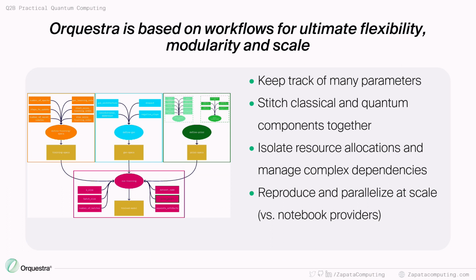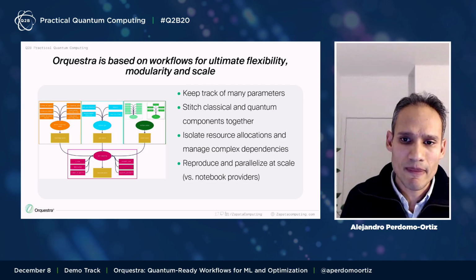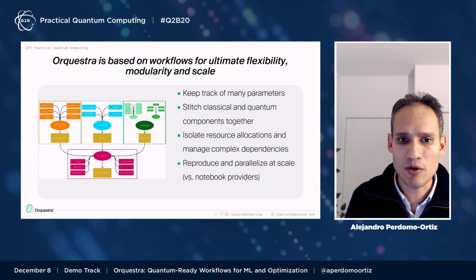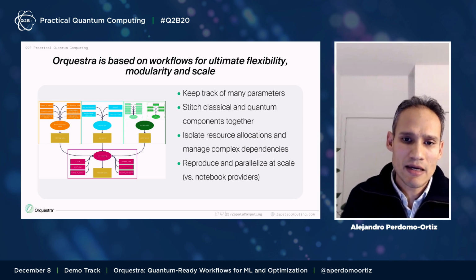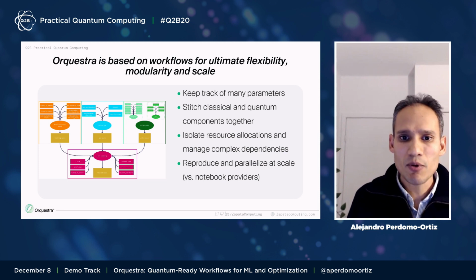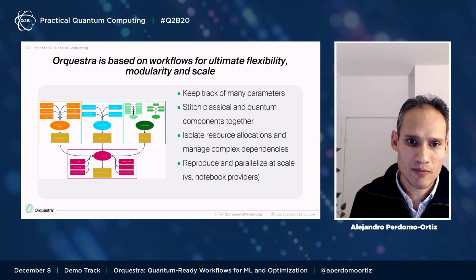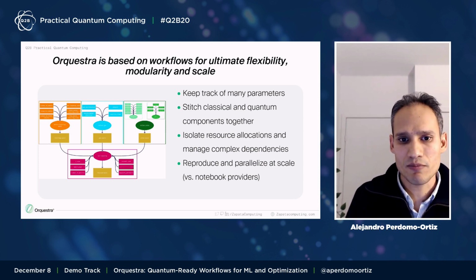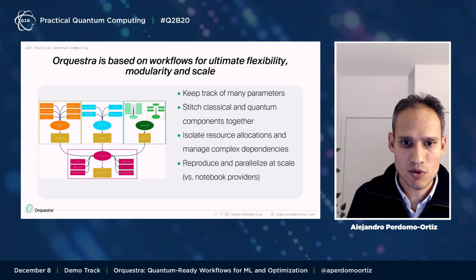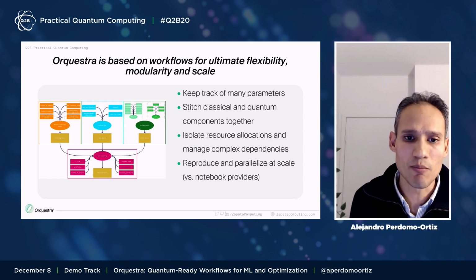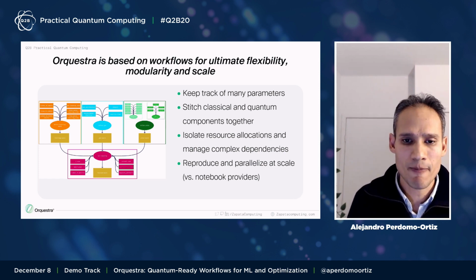So how is Orquestra actually helping you in this task? First of all, it is keeping track of the many parameters that you have in your workflow, in your pipeline. Second, it gives you a lot of algorithm flexibility because, for example, as we are showing here, we are able to stitch classical and quantum components together very seamlessly, without you having to worry about the connection between them or the incompatibilities between these models. Of course, you need to design them, but once they're there, you can easily swap information between these components, classical and quantum, as we did in our experiments.